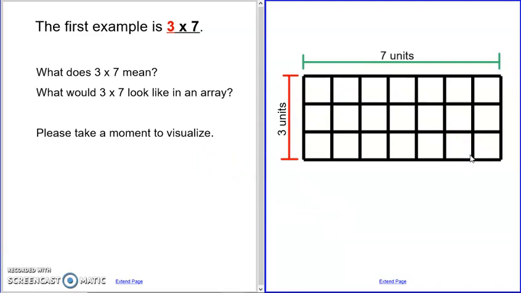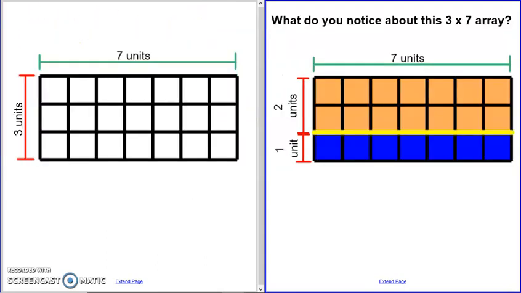But now how do I figure out what 3 times 7 is equal to, of how many boxes are in total? Well, we don't want to count. That's going to take way too long. So we're going to be thinking about a strategy. So let's look at this array. What do you notice about this 3 times 7 array? So I want you to pause the video and answer the question, what do you notice about this 3 times 7 array? What did I do to it? What's different? Pause the video now.